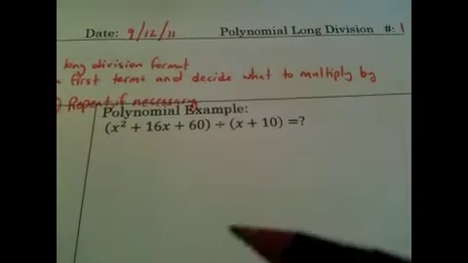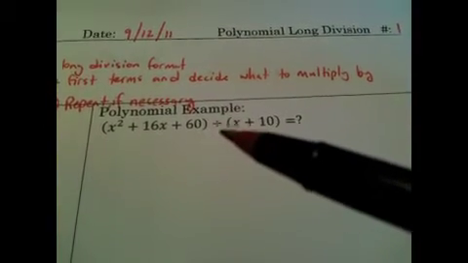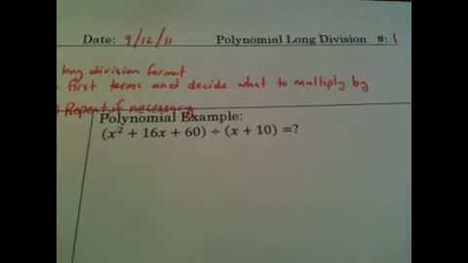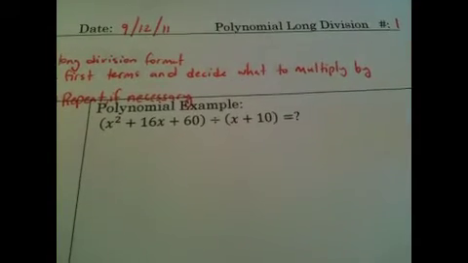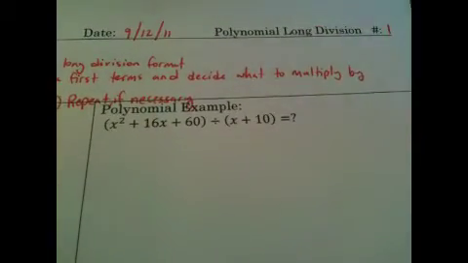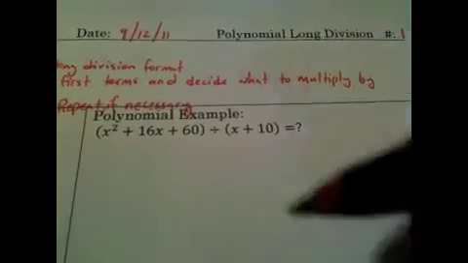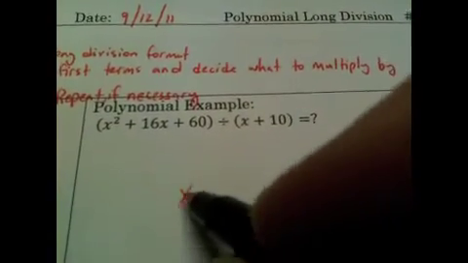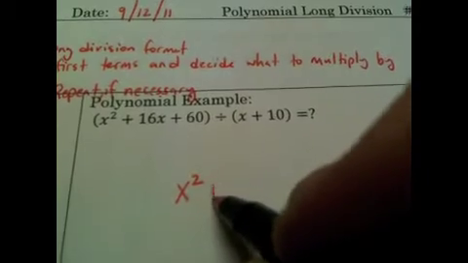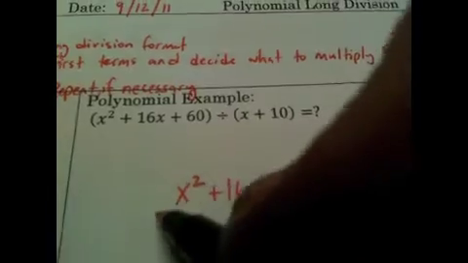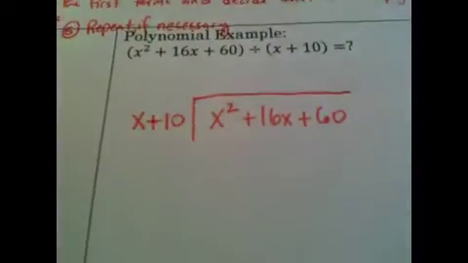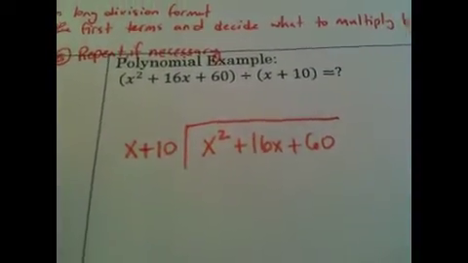In this polynomial example, we have x squared plus 16x plus 60 divided by x plus 10. This time, our divisor is a binomial, the binomial x plus 10. So we're taking a trinomial and dividing it by a binomial. Step 1 says to rewrite this into long division format. So x squared plus 16x plus 60 is going to be inside the house, and we are dividing by x plus 10 on the outside.